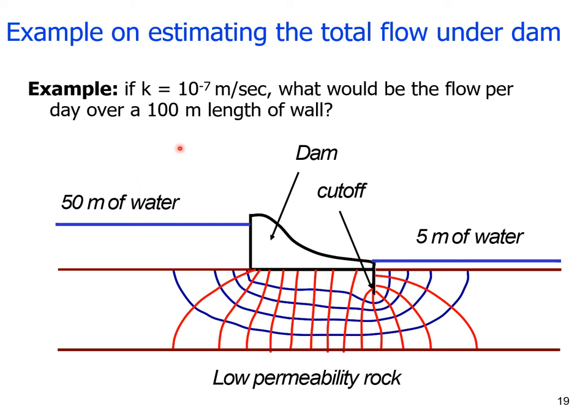Now here, look at this example. If the coefficient of permeability is 10 raised to the power minus 7 meter per second, what would be the flow per day over a 100 meter length of wall? So look at that, 50 meter of water, 5 meter on the downstream side, and you can see this is a dam and a cutoff wall has been provided over here. You can see the blue color flow lines, and the impervious bed will also be considered as a flow line, and you can see the equipotential lines in red color over here.